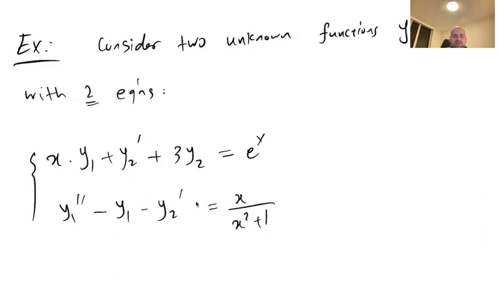And similarly, if I take this one to the other side, y1 double prime minus y1 minus y2 prime minus this function will be f2 of x and y1 and y2 and y1 prime, y2 prime, y1 double prime, y2 double prime.